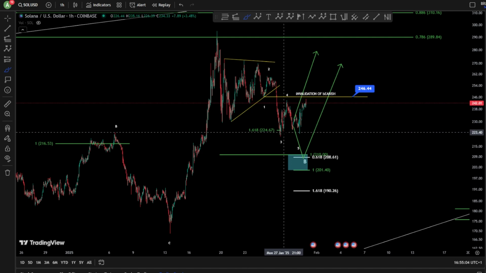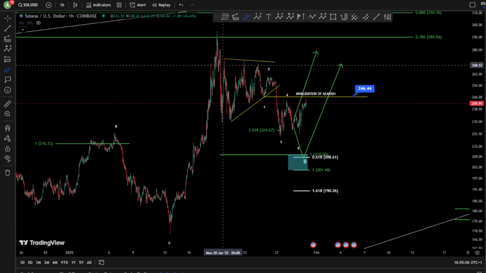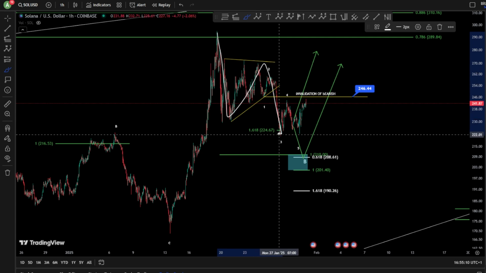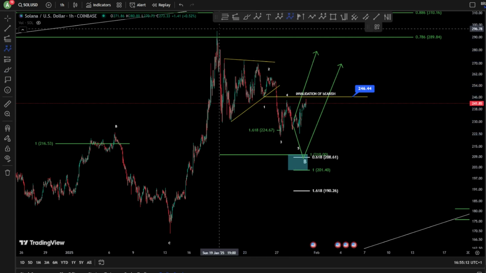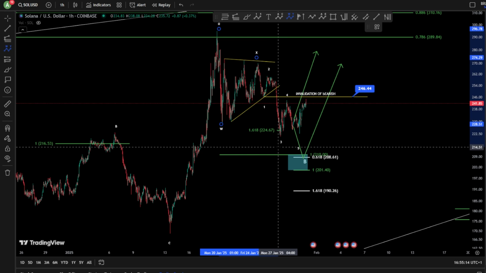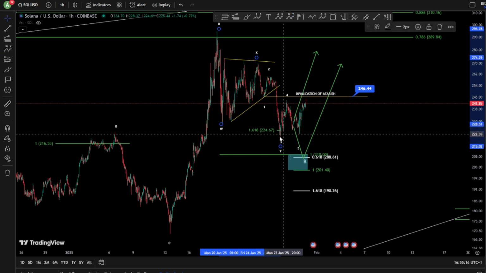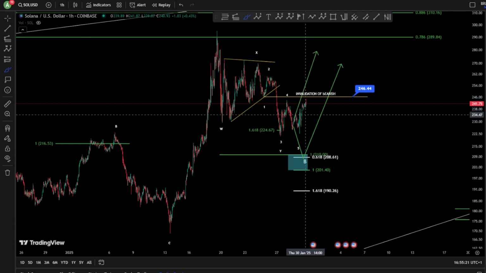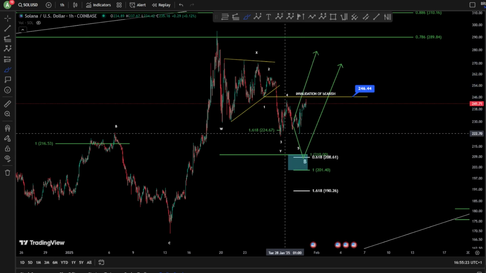Now, what is the difference, of course? The difference with WXY is that you have finished already your correction here. So I'm going to label this as W, X, and Y already finished and ready to move for higher prices, which was our scenario played, of course, since a few days ago.